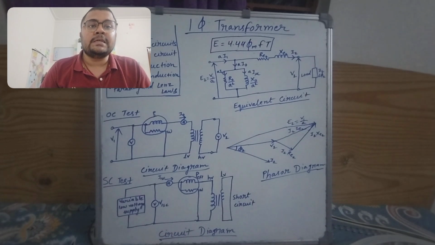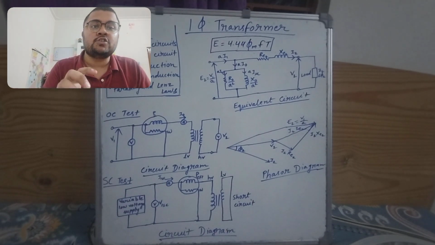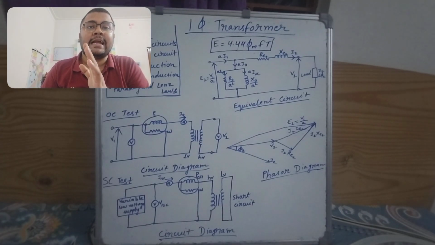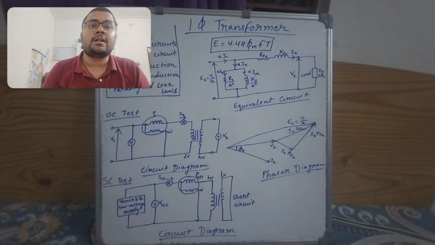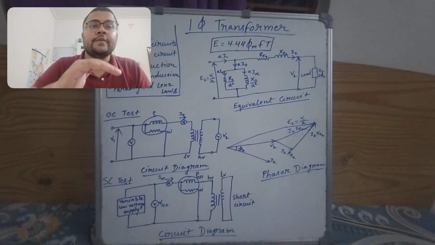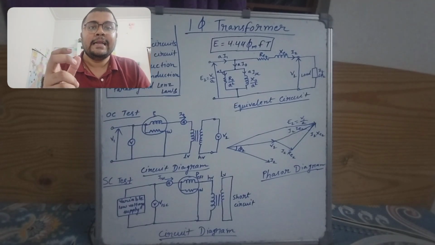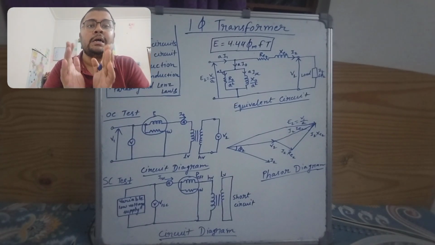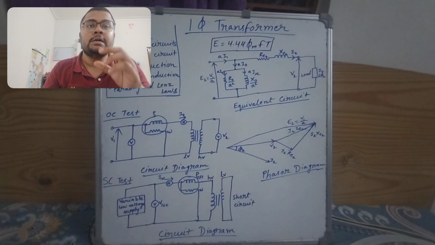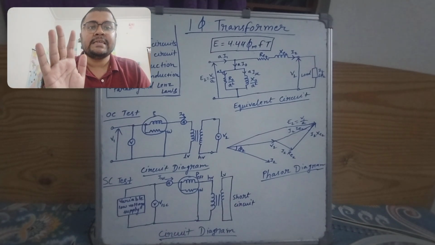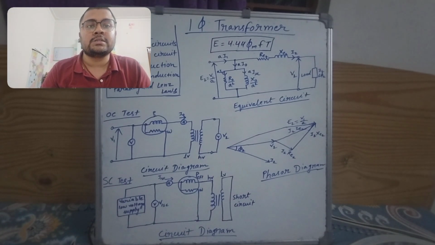Why have we selected the HV side for the SC test? We know that if it is the high voltage side, then the current would be low because power is constant. If the voltage is high, the current is low. So if we select the low current side, the high voltage side, then we can do the testing with the low rated apparatus that we generally have in the laboratory. That's why we select the HV side in the SC test.